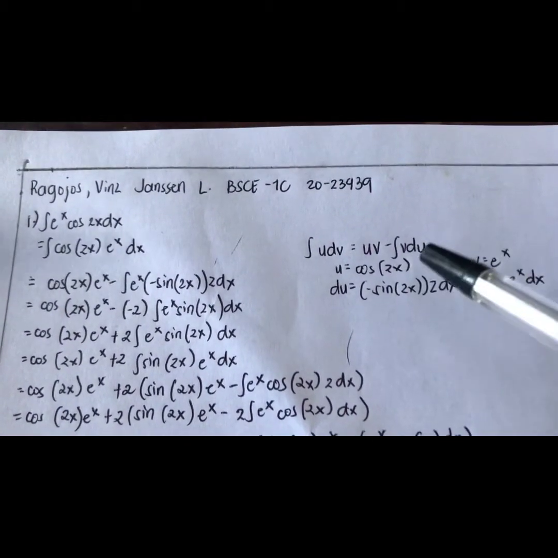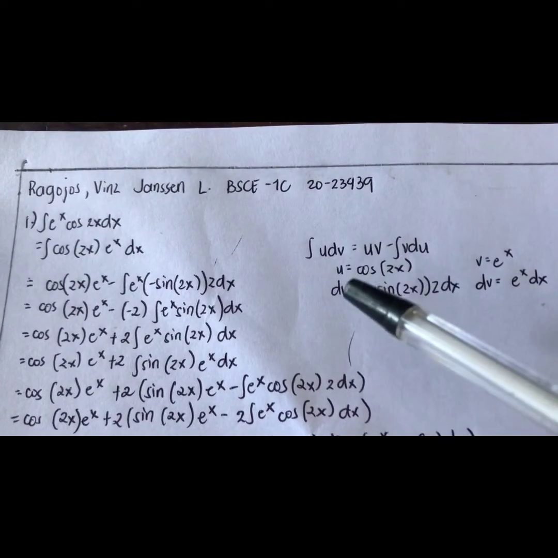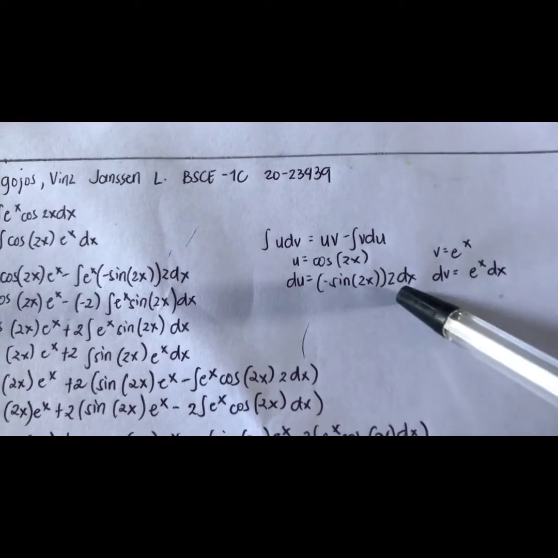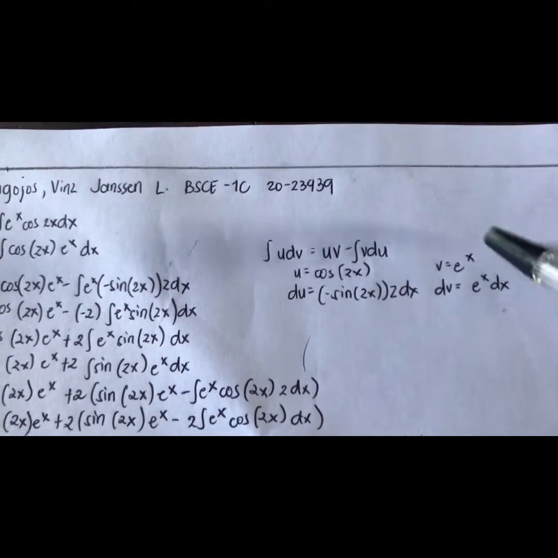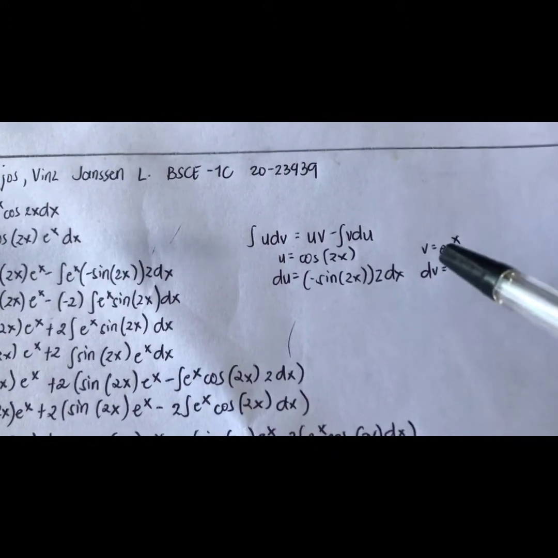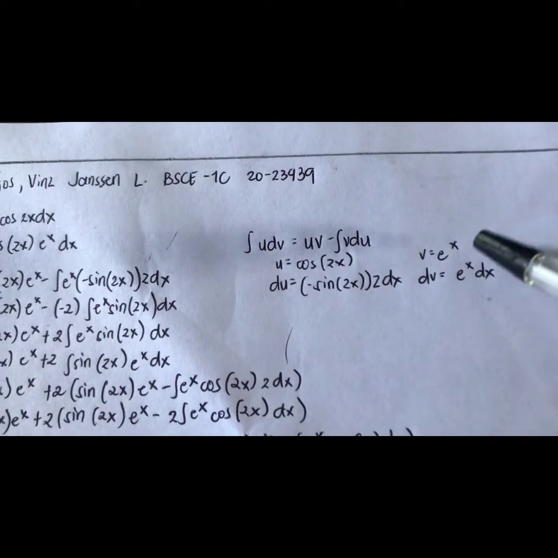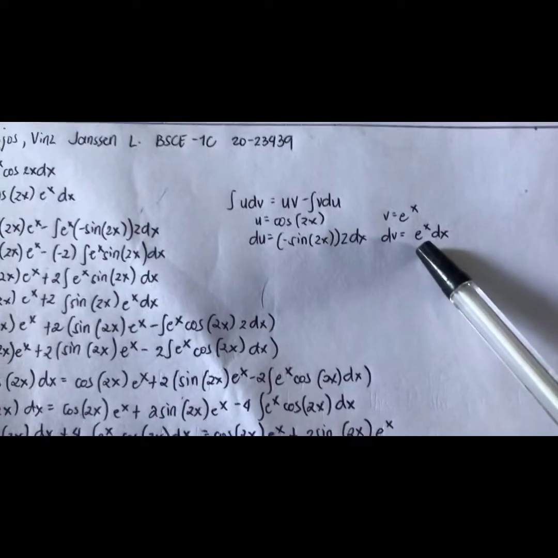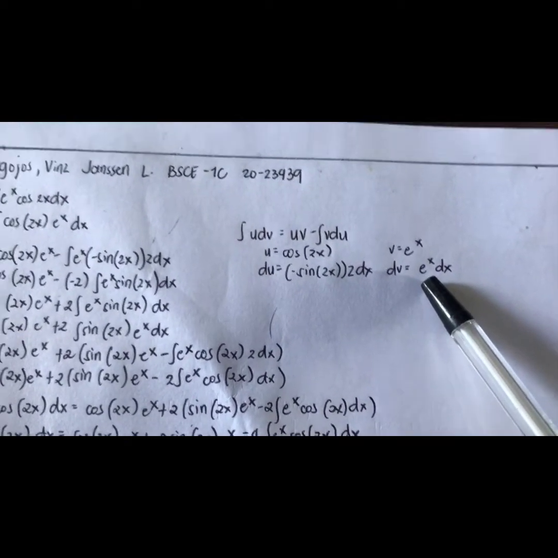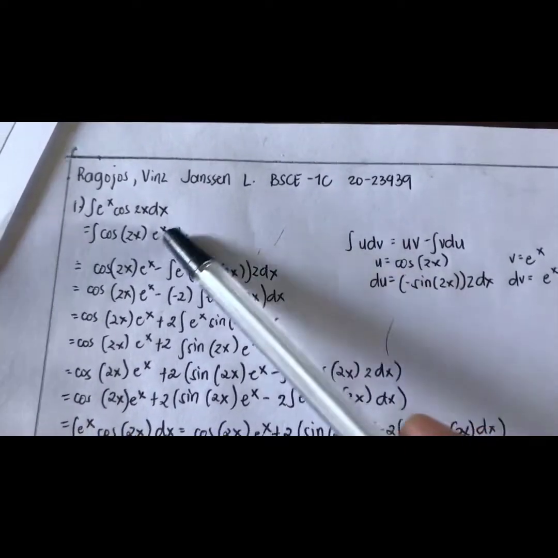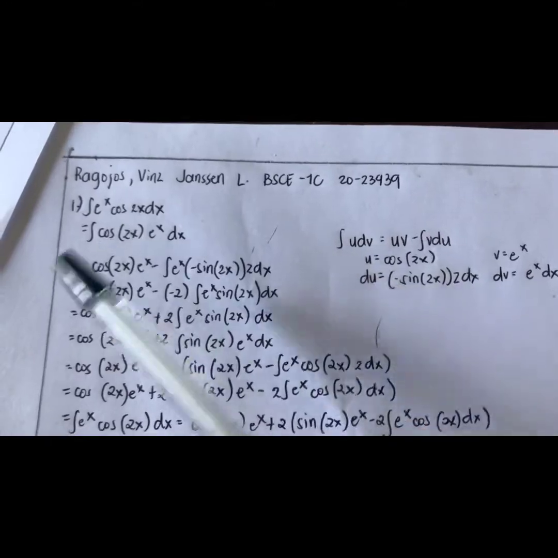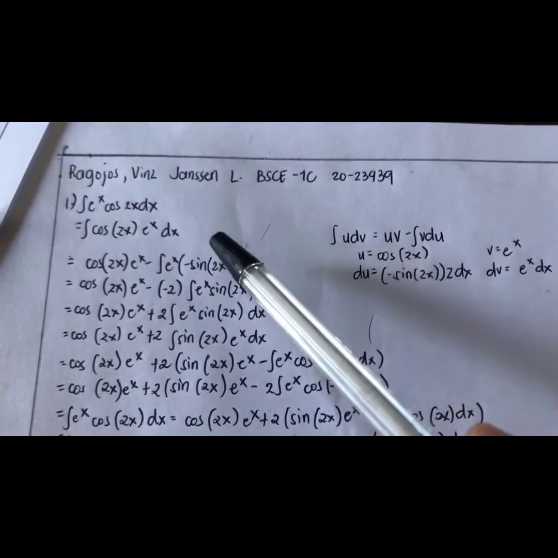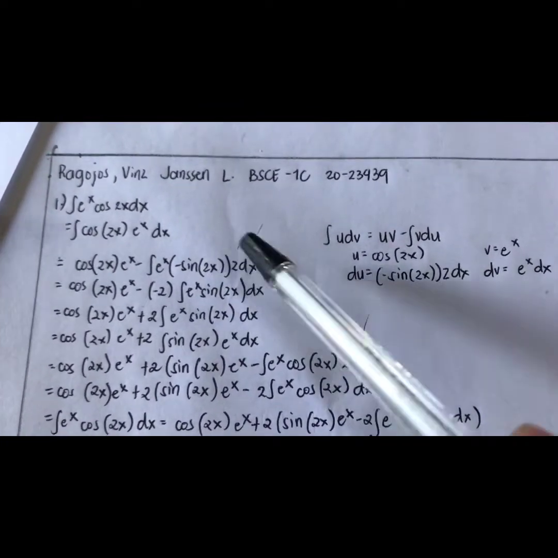Now, I'll make cosine 2x as the value of u, and that will give us the derivative of u, which is du, equal to negative sine 2x times 2 dx. And then, I'll make e raised to x as the value of v, and the value of dv would be e raised to x dx. And then, if we input these values in the partial integral formula, the term would be like this. The integral of cos 2x times e raised to x dx is equal to cos 2x times e raised to x minus the integral of e raised to x times negative sine 2x times 2 dx.